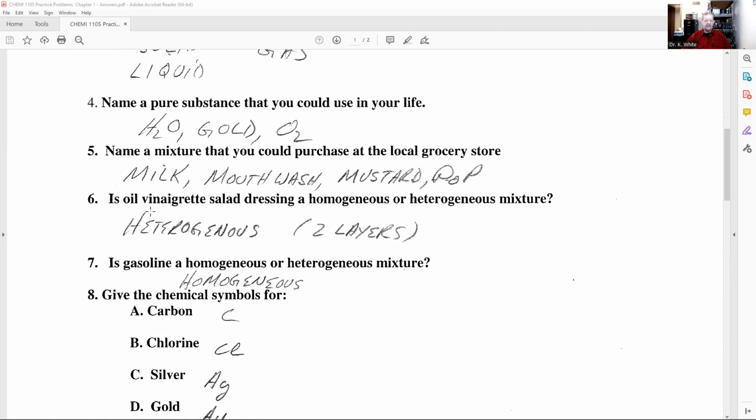Now, number 6, is oil and vinaigrette dressing a homogeneous or a heterogeneous mixture? Homogeneous, the same throughout. Heterogeneous, 2 separate mixed layers, not the same throughout. And let's do this.